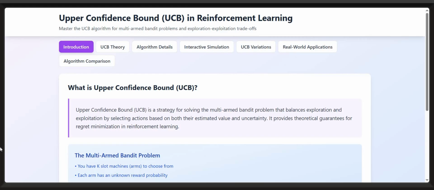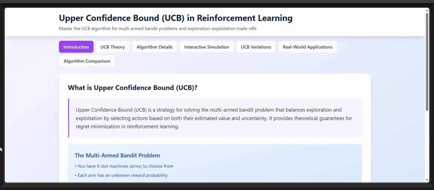What we are trying to solve here is a classic problem called the multi-armed bandit, and it is called that because you can think of it like standing in front of a row of slot machines, or arms, and each one has a different unknown probability of giving you a reward. You don't know which one is better, and you can't try them all forever. So the challenge is, how do you decide which arm to pull over time when you don't know their true probabilities?